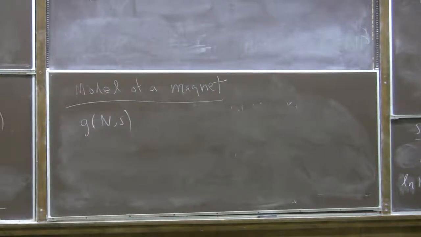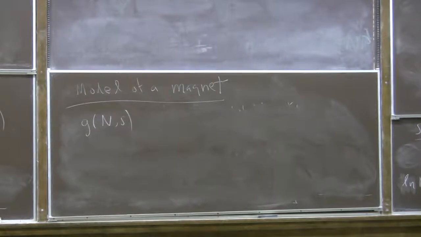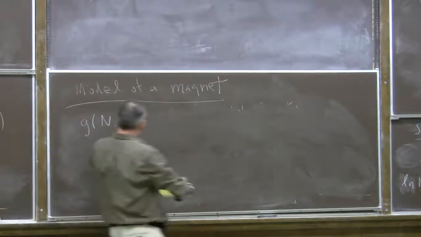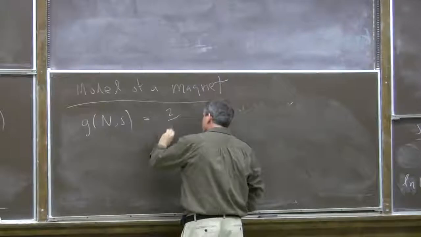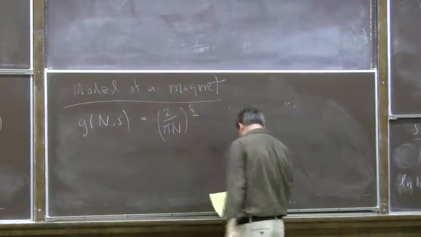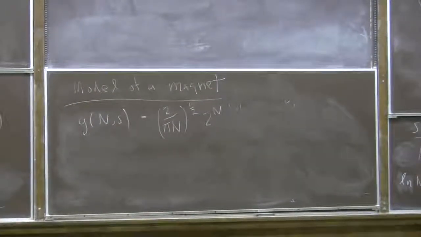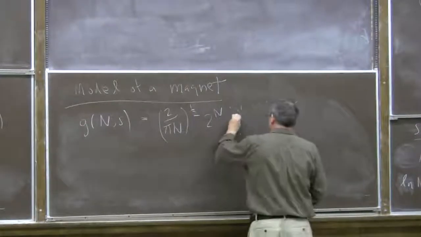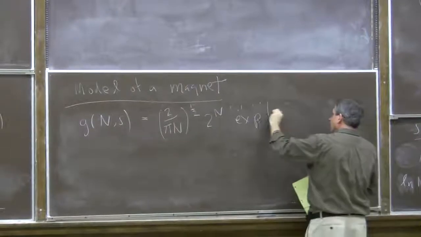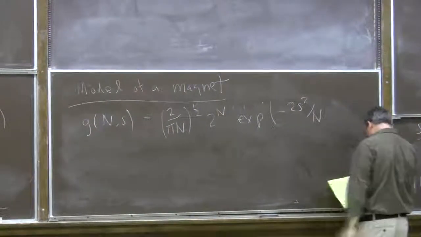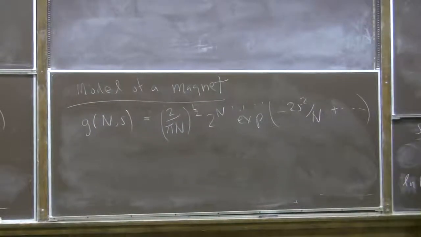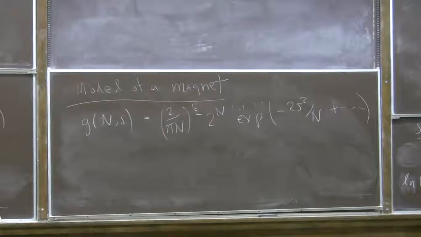So, the number of states with the specified spin excess, the multiplicity for the specified spin excess, well, we have that prefactor that we worked out over there. We put the factors together. I have a 2 over pi n to the 1/2, and I have a 2 to the n. And this was the logarithm of the rest of it, so now let's take the exponential. And I have the exponential of minus 2s squared over n plus higher order in s over n, which I'm neglecting. Okay?